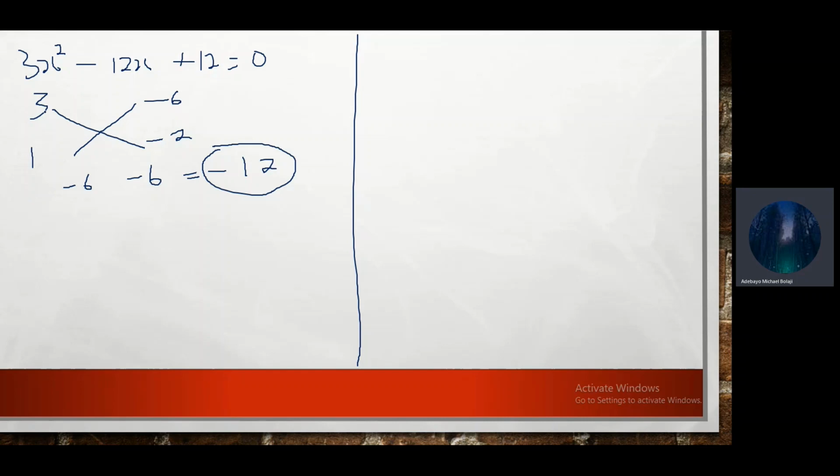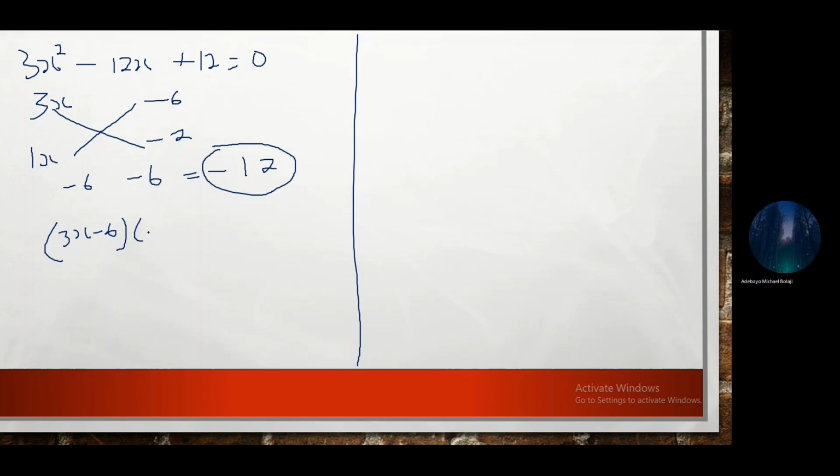So what you just do is that you pick this 3 and minus 6. So you have 3x minus 6. What are you doing here? You are attaching x with 3. So you have 3x minus 6. And this one, you also attach x here, and you have x minus 2 equals 0. And that's all. You have found the factors of this quadratic equation.